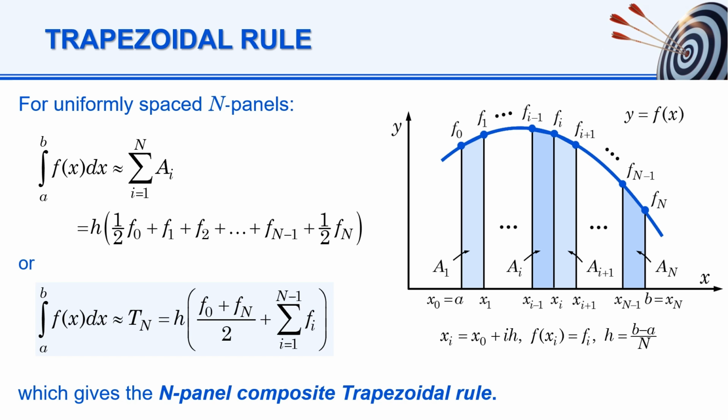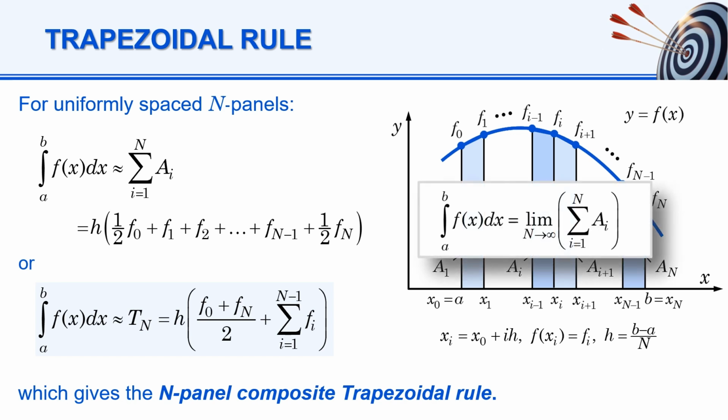Clearly, as the number of panels is increased or as h goes to 0, the numerical integral approaches the true value. But, due to requiring excessive CPU time, it is impractical to use an infinitely large number of panels to estimate the definite integral of a function. Hence, the composite rule is applied with a finite number of panels that provide an acceptable approximate value.